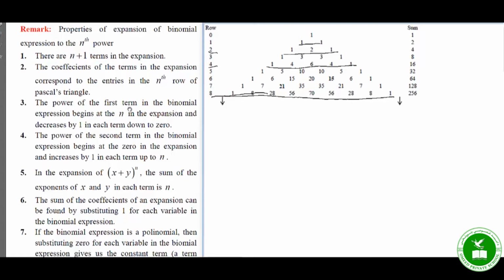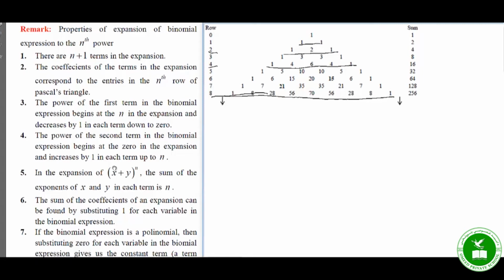Third, the power of the first term in the binomial expansion starts with n and decreases 1 by 1 in each term. For example, if the power of the binomial is 7, the power of the first term will start from 7, the next term the power will be 6, and in the next term 5, then 4, 3, 2, and so on.